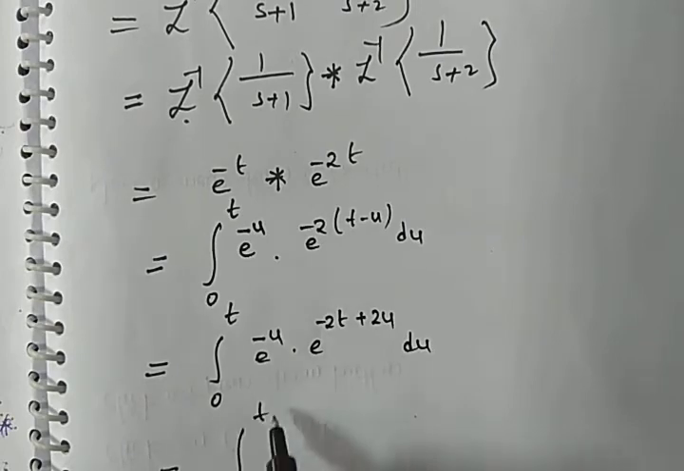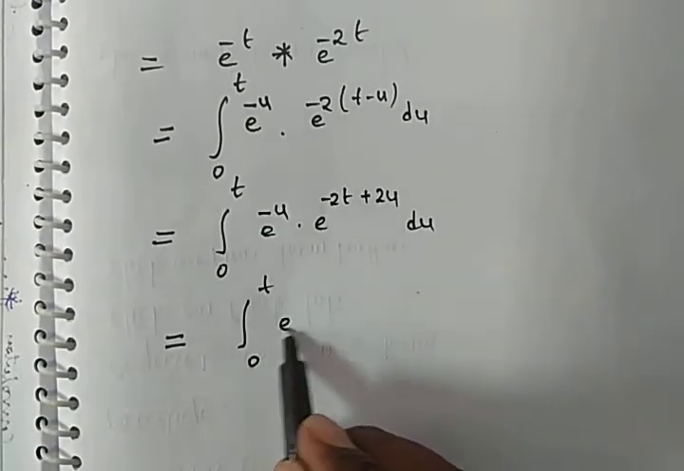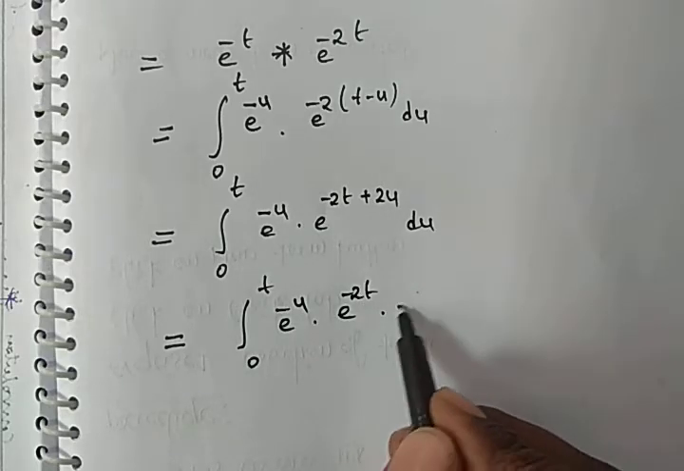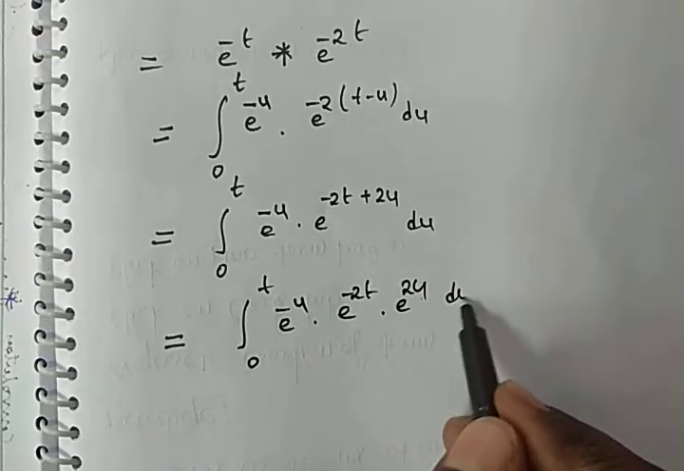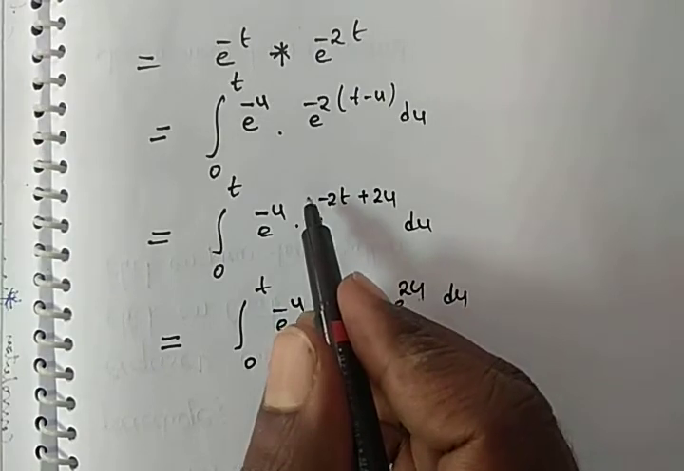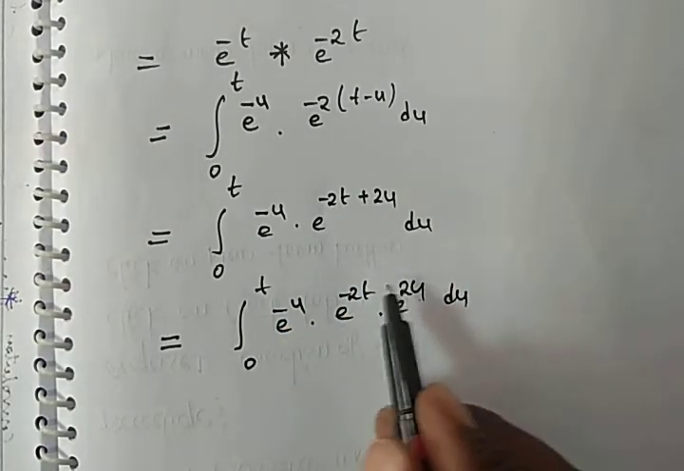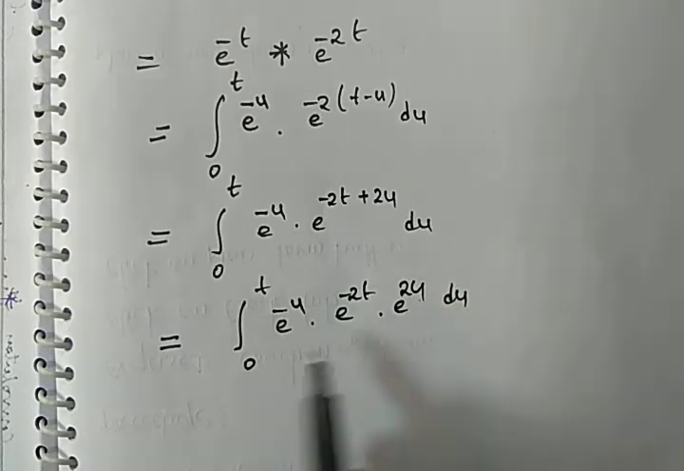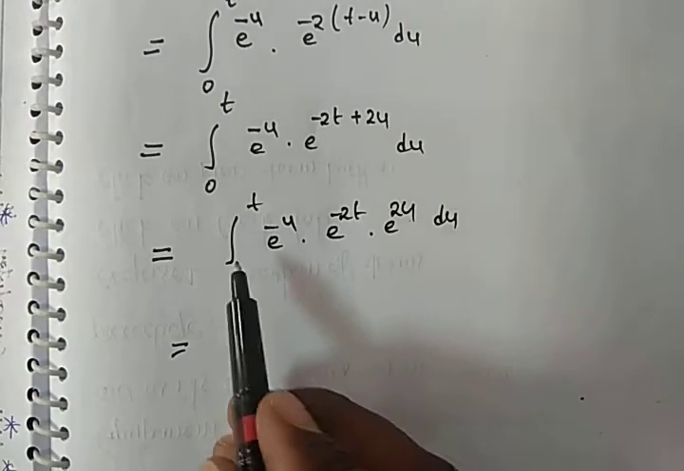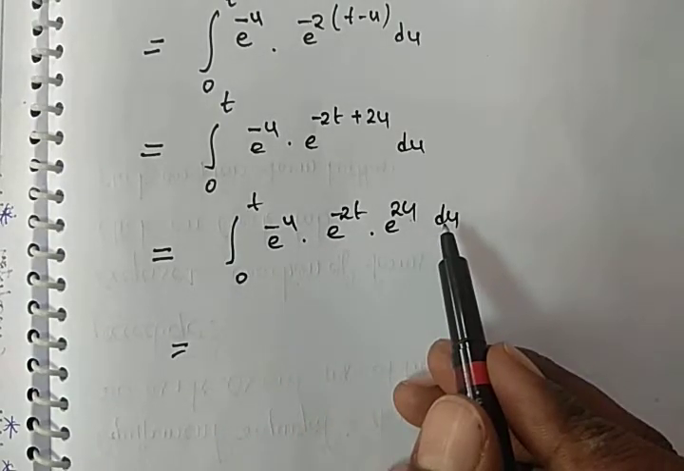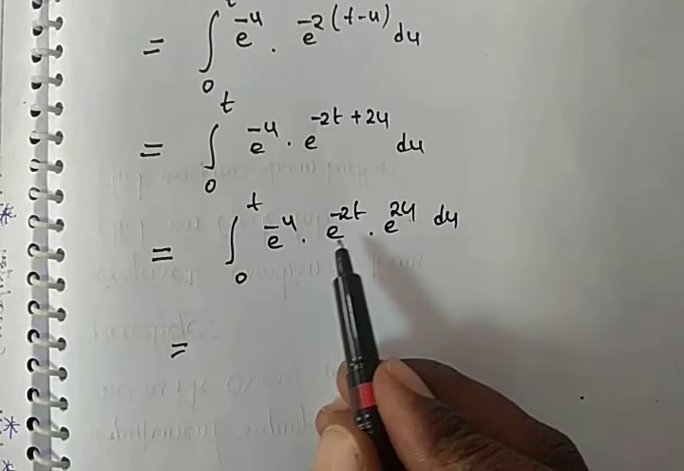Equals integration 0 to t, e power minus u into e power minus 2t into e power 2u. If you want the previous step back, just apply the formula: bases are equal, so we can add the powers, right? Here we have to take the integration of this function with respect to u. So this middle function doesn't involve the term u.